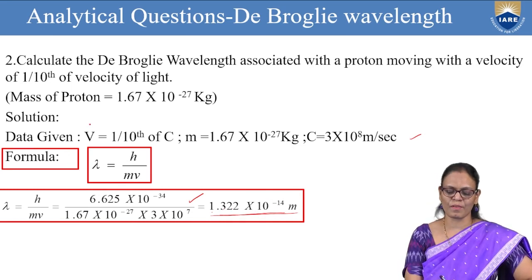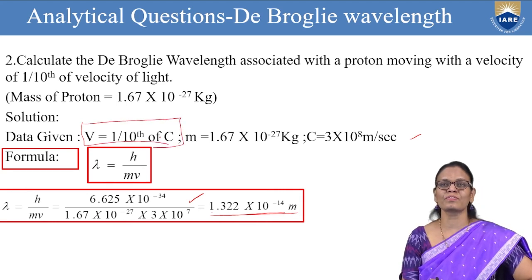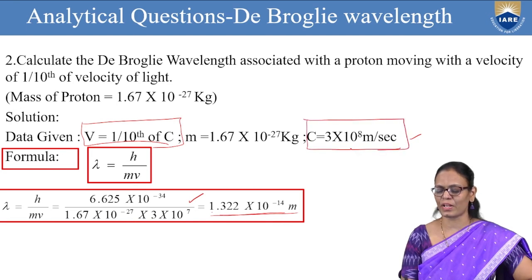So here what you have to focus on is that the velocity is 1/10 the velocity of light. So you should know the constant. What is the velocity of light? Substitute it here and get V, and then do the normal substitution.